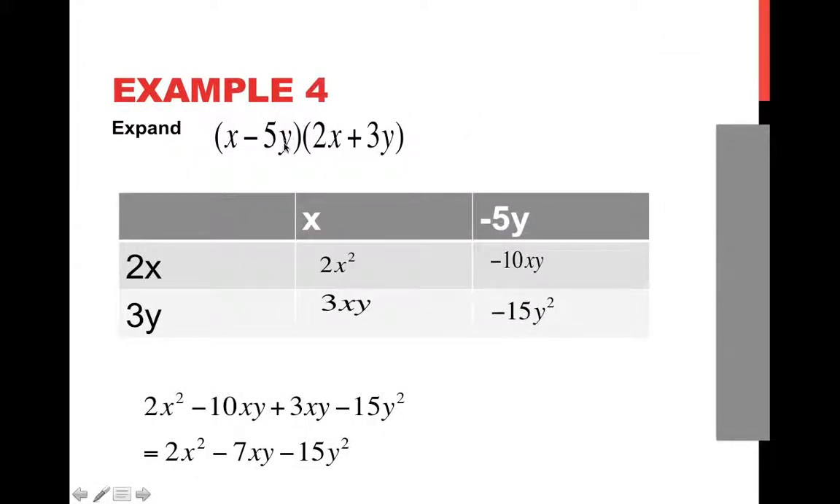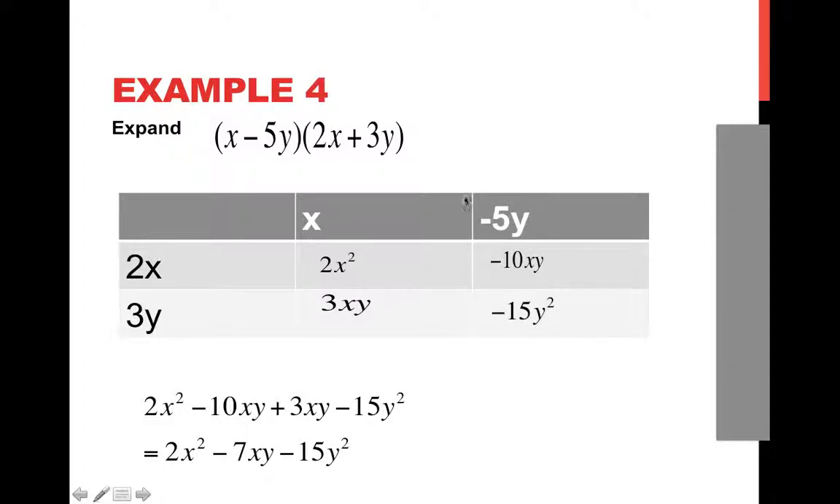Exactly. We have x take away 5y at the top here, and 2x plus 3y on the left hand side, and then we do 2x times x, which is 2x squared, 2x times minus 5y, which is minus 10xy. We have 3y times x, which is 3xy, and then we have 3y times minus 5y, which is minus 15y squared.